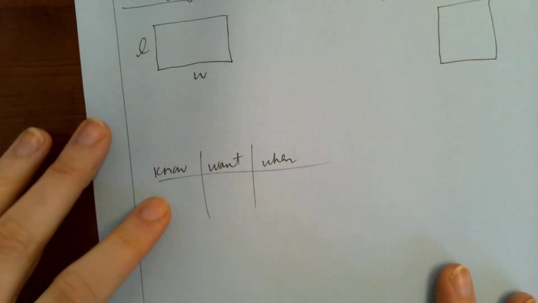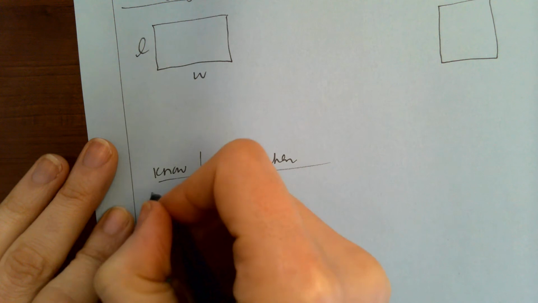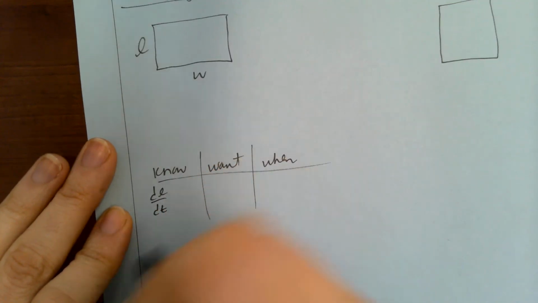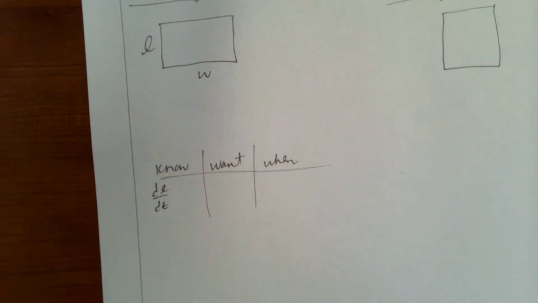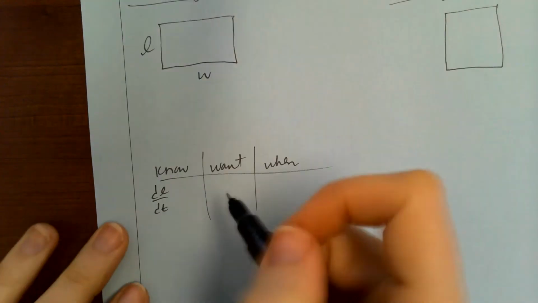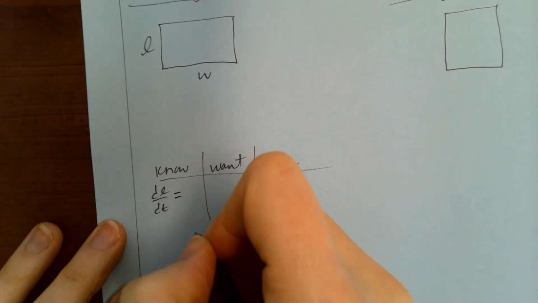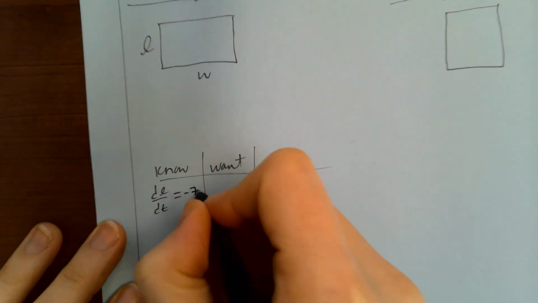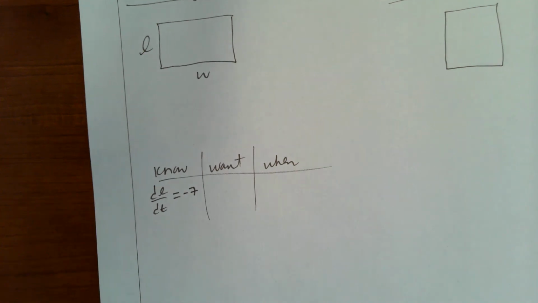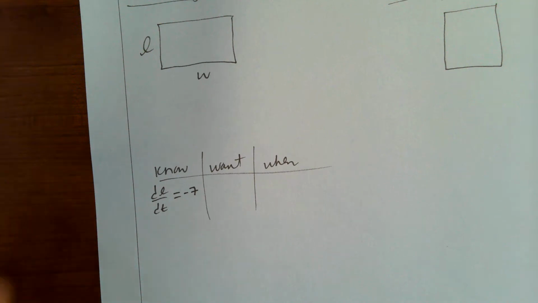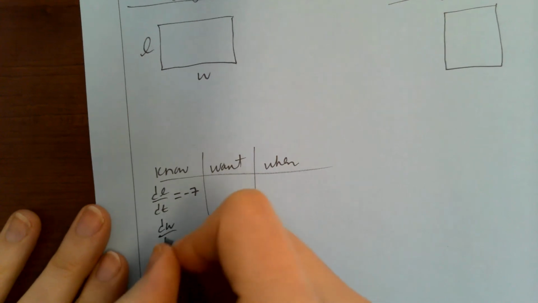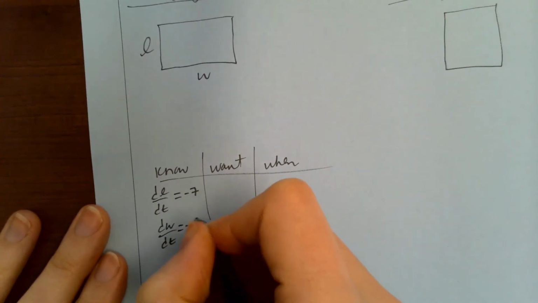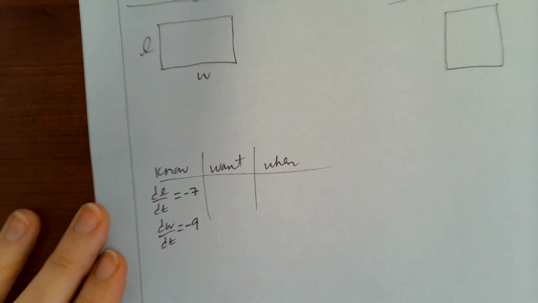Let's do know what when. We know dl dt, and if any of this needs to be clear to you guys, if this is not clear, pause and think about it. Okay, so dl dt equals -7 because it's decreasing. The length is decreasing, so that would be a negative derivative. Okay, oh, excuse me, the width, dw dt is also decreasing at 9 inches per second, so -9.